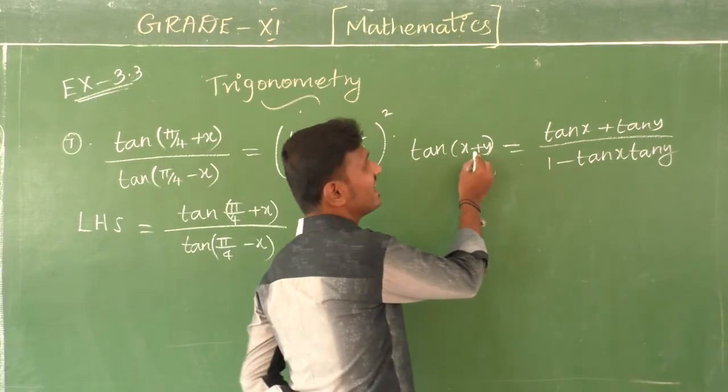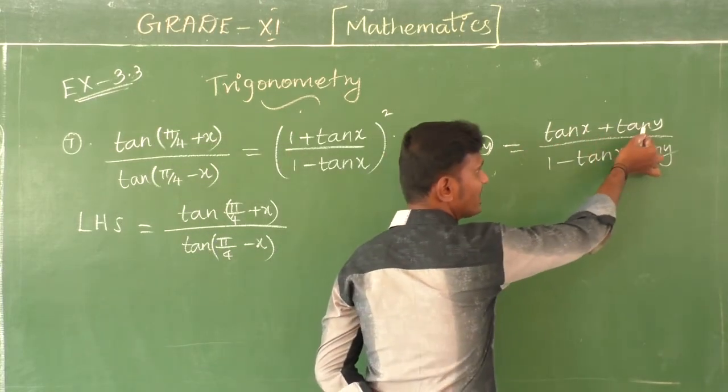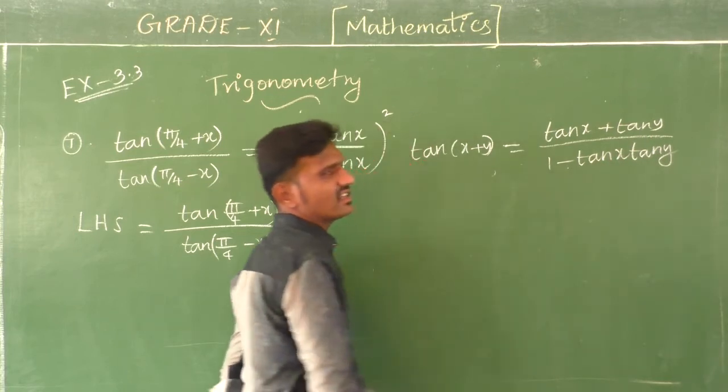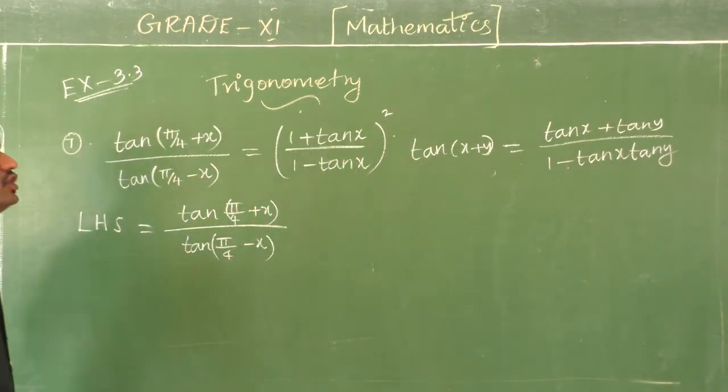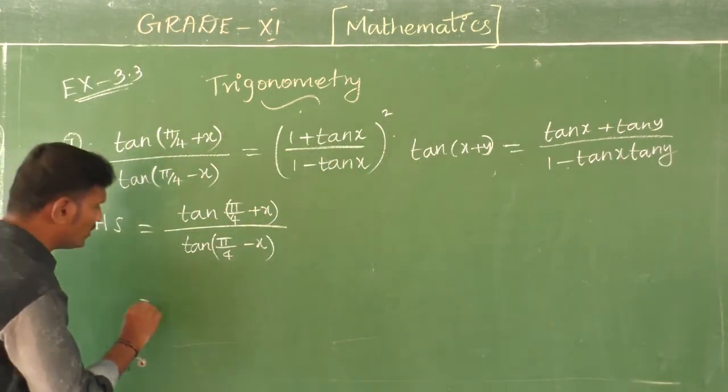So tan(x − y) equals (tan x − tan y) divided by (1 + tan x tan y). It is an interchange of that. Okay, so using these two formulas, I am going to expand now.